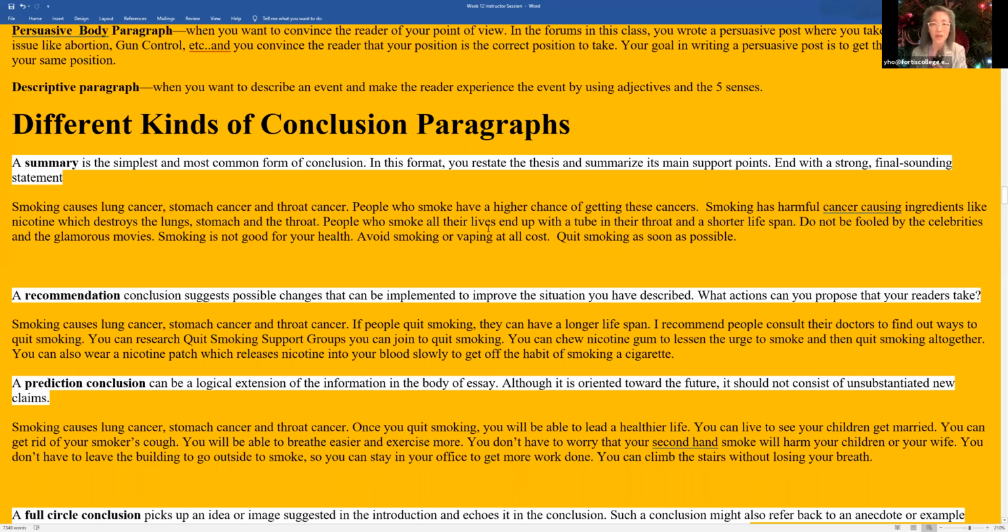People who smoke have a higher chance of getting these cancers. Smoking has cancer-causing ingredients like nicotine, which destroys the lungs, stomach, and the throat. People who smoke all their lives end up with a tube in their throat and a shorter lifespan. Do not be fooled by the celebrities and the glamour movies. Smoking is not good for your health. Avoid smoking or vaping at all costs. Quit smoking as soon as possible.